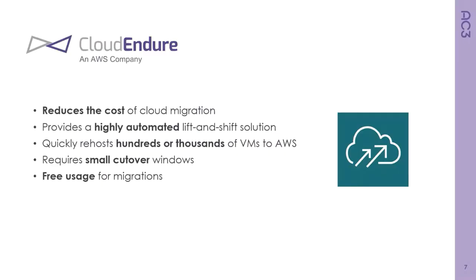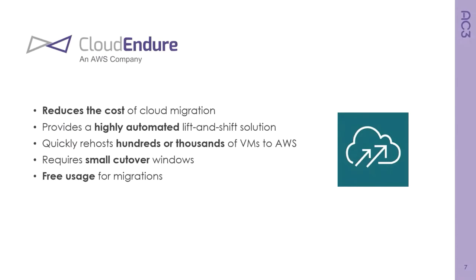Okay, so after the demo, a bit of a recap and some of the benefits of using CloudEndure for your cloud migration to AWS. So CloudEndure reduces the cost of your cloud migration by removing the need to rebuild your workloads in AWS from scratch. It provides a highly automated lift and shift solution to AWS, and we saw how by setting up the blueprints and deploying the agent, we basically set up to perform the migration. It quickly rehosts hundreds or thousands of VMs into AWS.